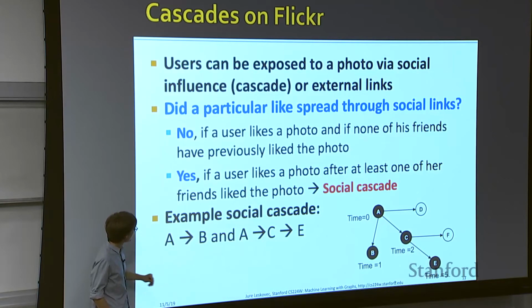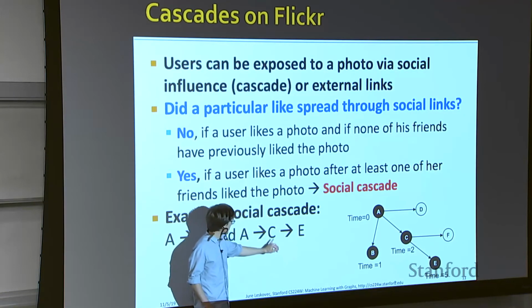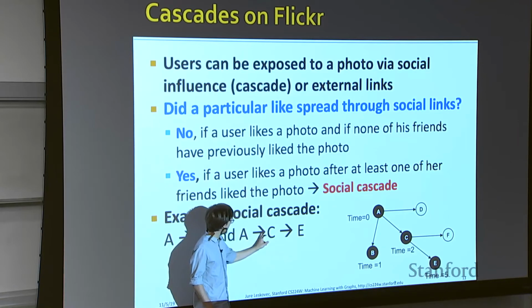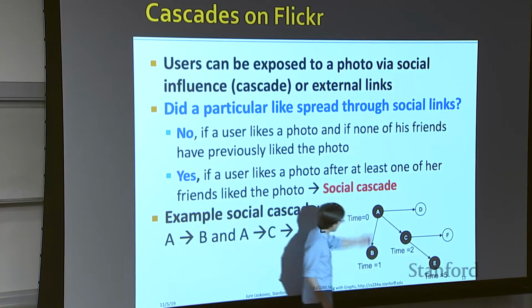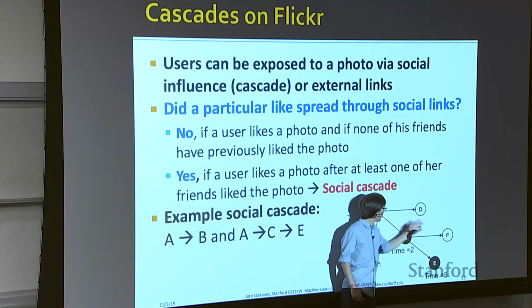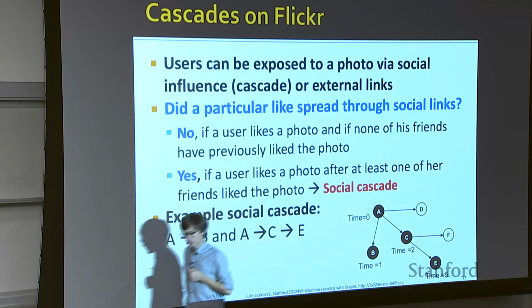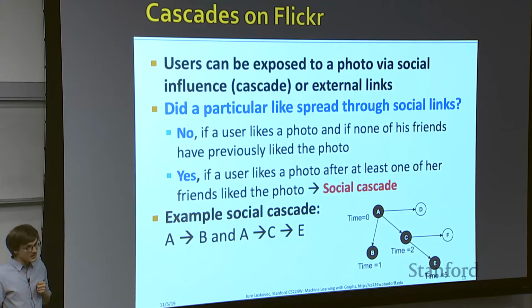So for example, if you see that B liked the photo after A, and E liked the photo after C, who liked it after D, and these guys are all friends, then you could compose a cascade like that. And maybe these are some other friends who did not like the photo, so they did not get infected by this beautiful photo. Okay, that's essentially the idea.